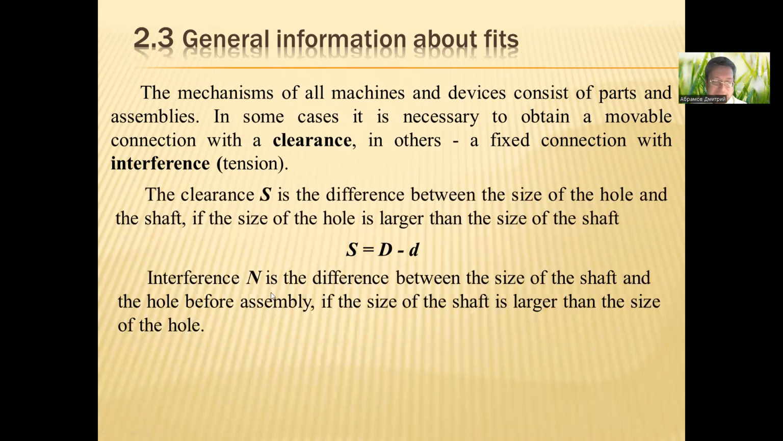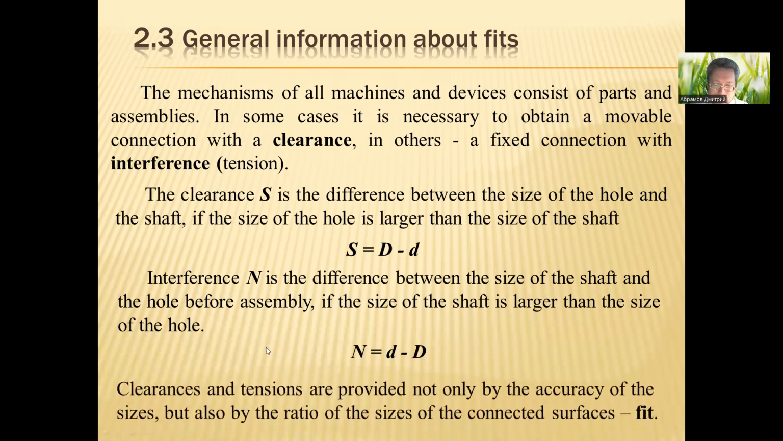Interference, big N, is the difference between the size of the shaft and the hole before assembly, if the size of the shaft is larger than the size of the hole. Interference is equal to the diameter of the shaft minus the diameter of the hole. Clearances and interferences are provided not only by accuracy of the size, but also by the ratio of the sizes of the connected surfaces.